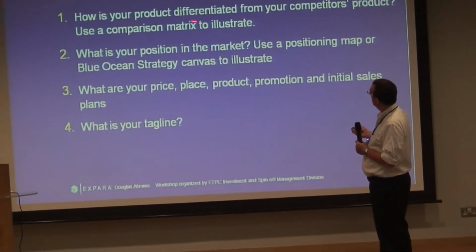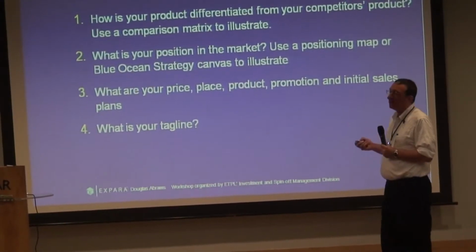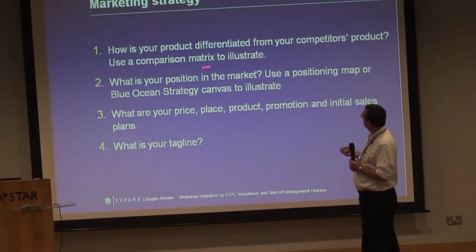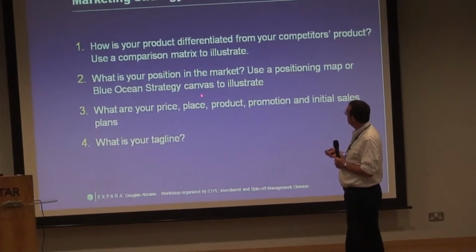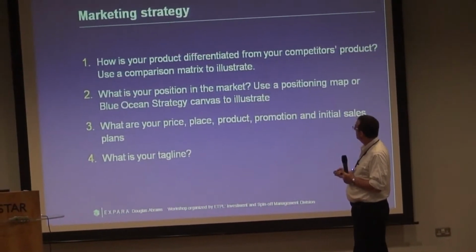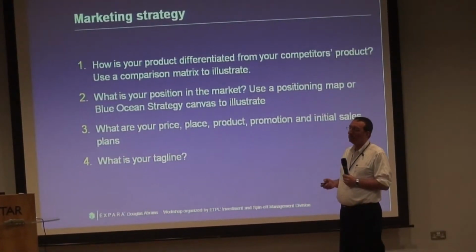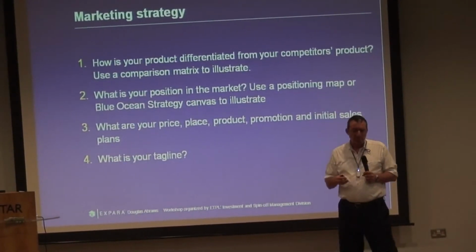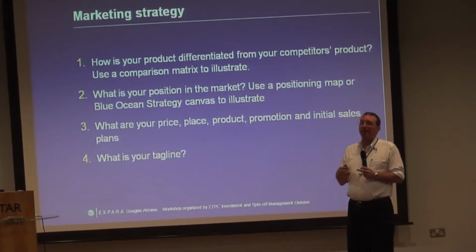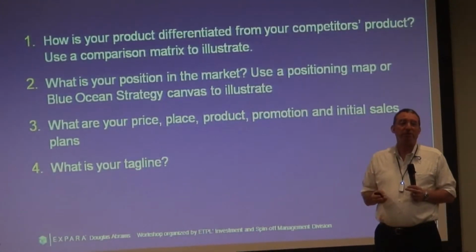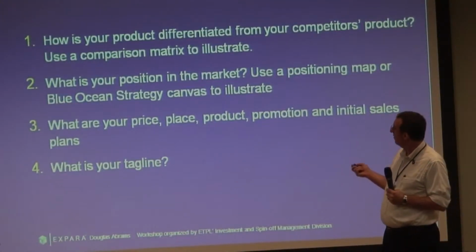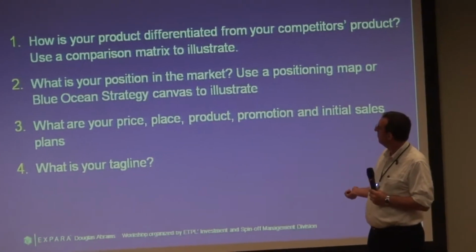We want to look at how our product is differentiated from competitor products. What's our position in the market? What's our 4 Ps, like Roz mentioned: price, place, product, promotion, and initial sales plan? And what's our tagline? So this is an overview of the big picture marketing strategy, starting with differentiation.